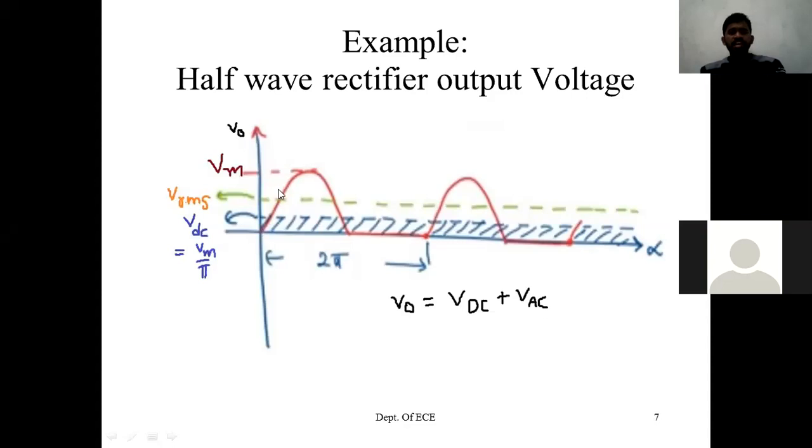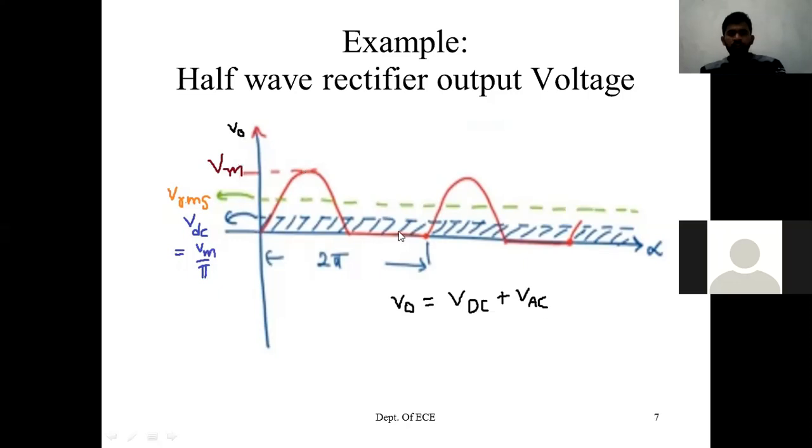I have taken here an example of a rectifier output voltage. This is the rectifier output voltage waveform. In this rectifier output waveform, the peak value is Vm, the peak voltage. The output is V0, the peak value is Vm.